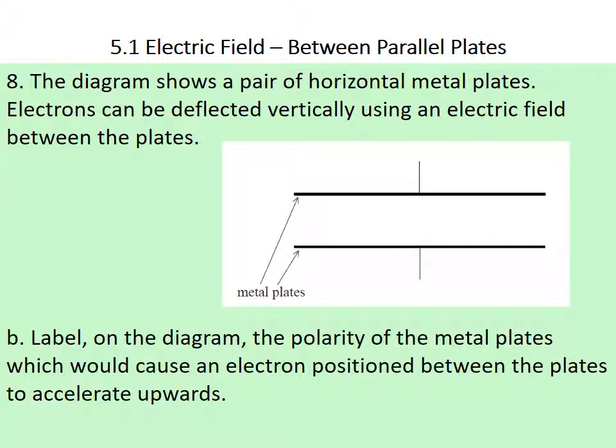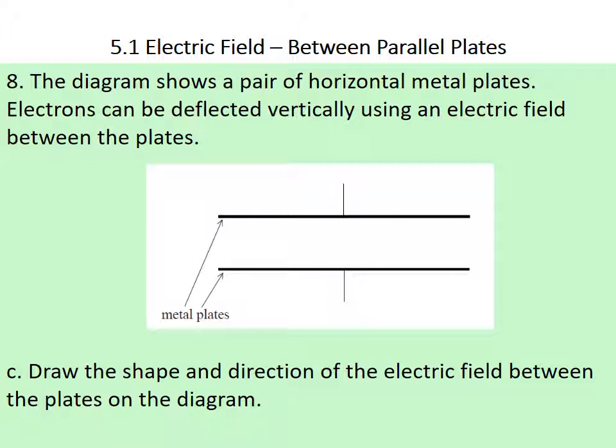Part B, label on the diagram the polarity of the metal plates, which would cause an electron positioned between the plates to accelerate upwards. So the electron is moving upwards. Label the polarity, label the charges on the plates. That would make sense for this scenario. Then for part C, you're going to draw the shape and direction of the electric field between the plates on the diagram. Be very careful. Remember where the field lines come out of and where they should be going into.